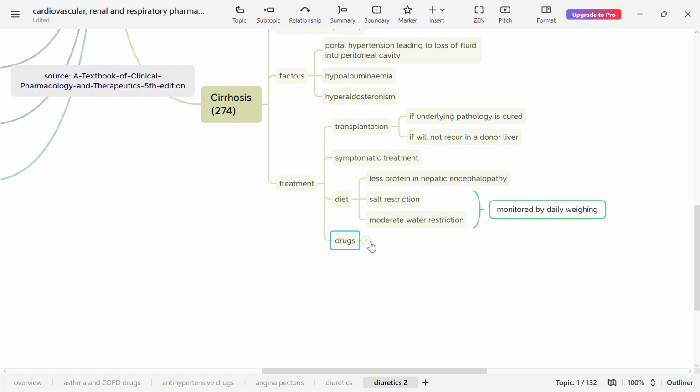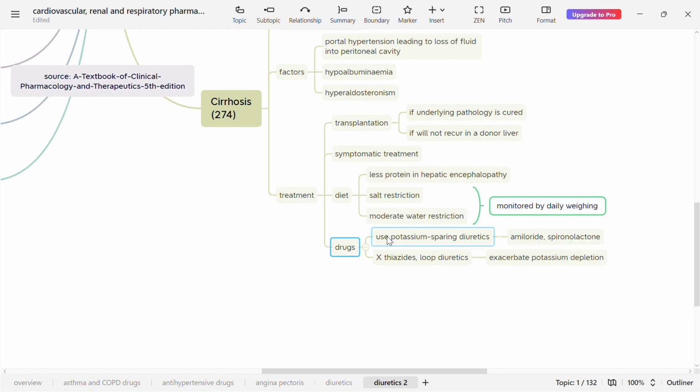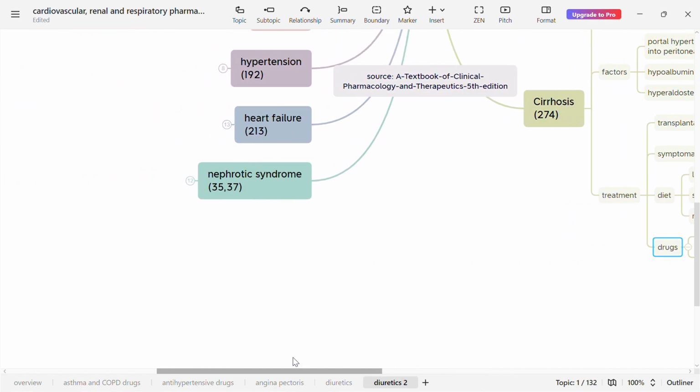And the fourth one is the use of drugs. So we can use potassium sparing diuretics. Examples include amiloride and spironolactone. But we will not use thiazide diuretics and also loop diuretics. This is because these drugs will exacerbate potassium depletion, because they will increase the excretion of potassium. But the potassium sparing diuretics will increase the potassium level in our blood. So next, continue to the next.